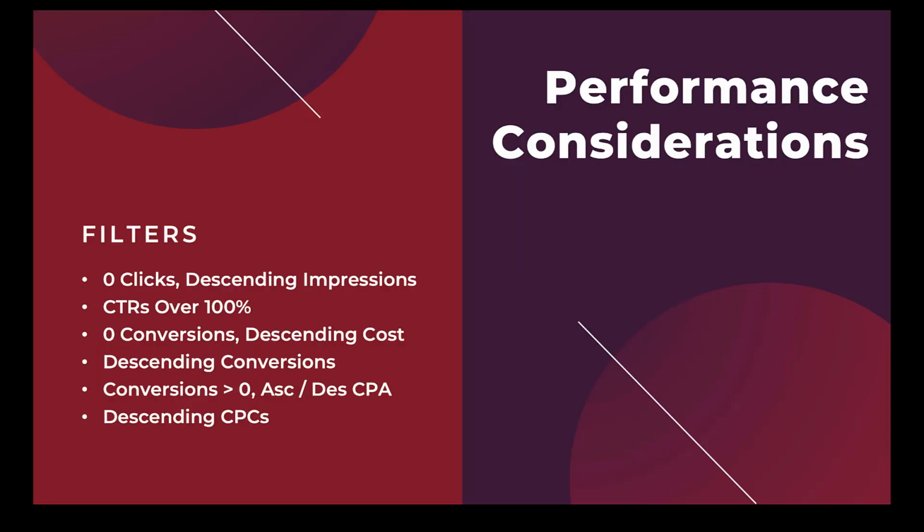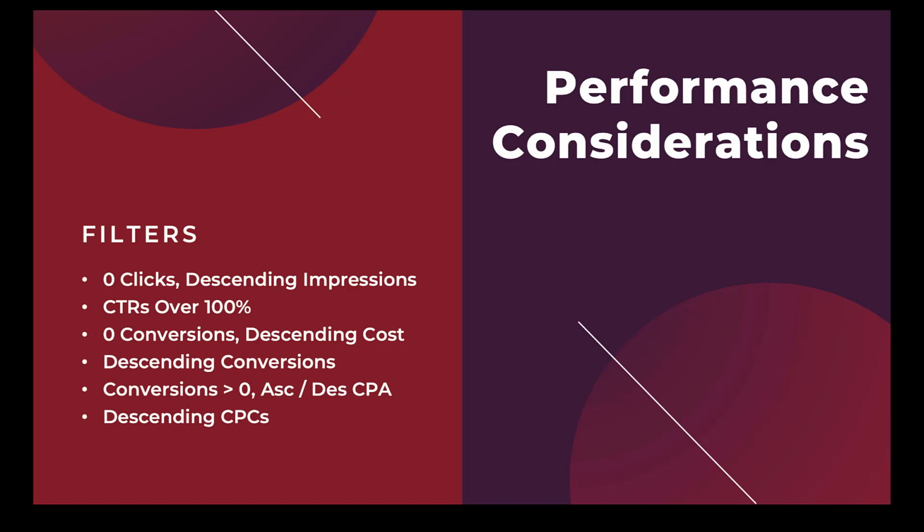Okay, so as a quick recap on the performance consideration, this is just a list of the filters that I would use. No clicks and descending impressions to find anything that's just serving your ad a ton, bothering your target audience, but they're not engaging with it. Finding anything with click-through rates over 100% and trying to get rid of them because they might be fraudulent behavior. Anything that has 0 conversions but really high cost, especially stuff that is getting 2, 3, 4 times the target CPA that you have for the account.